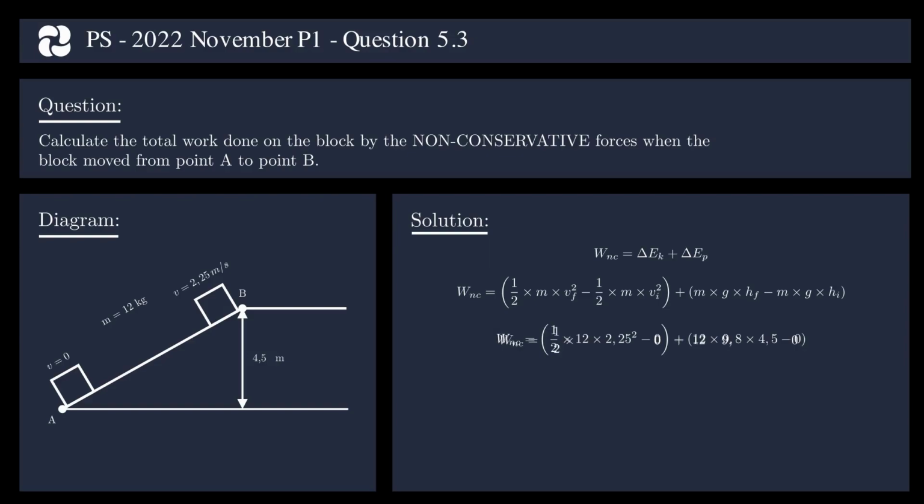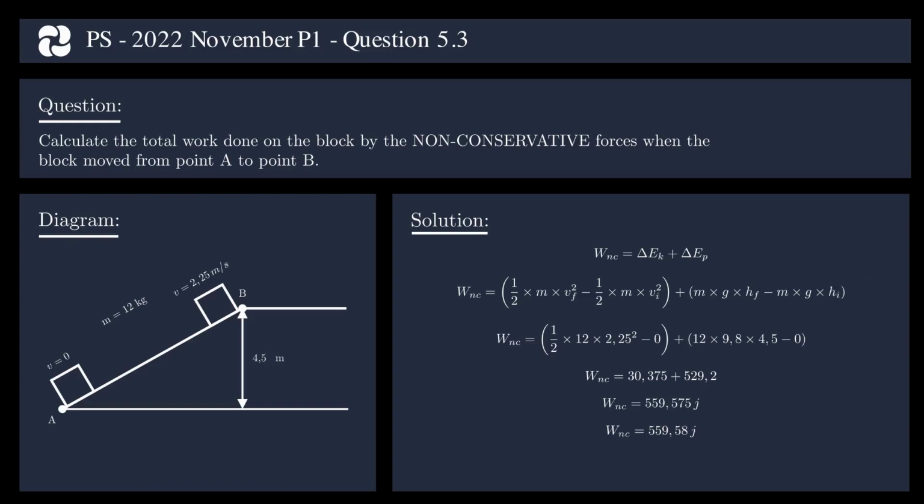The change in the kinetic energy amounts to 30.375 joules, and the change in potential energy is calculated as 529.2 joules. When these values are summed together, the total is 559.575 joules. Rounding the answer to two decimal places, the work done by non-conservative forces is equal to 559.58 joules.